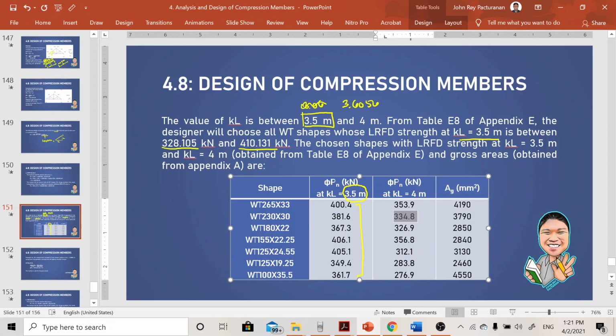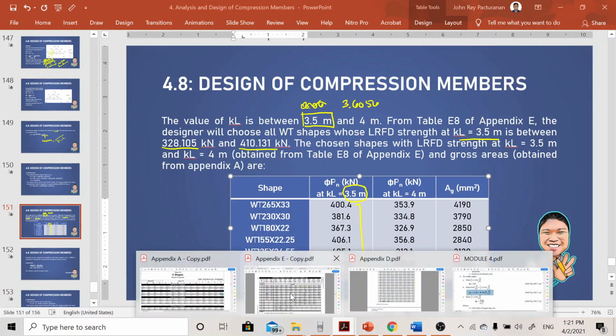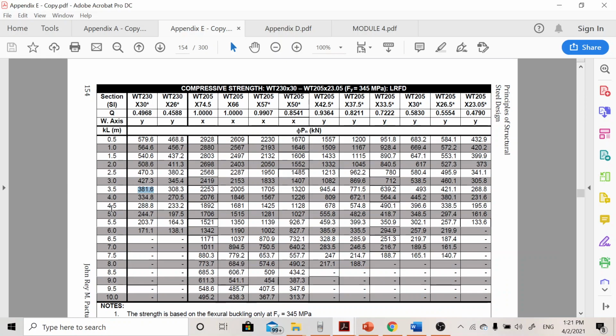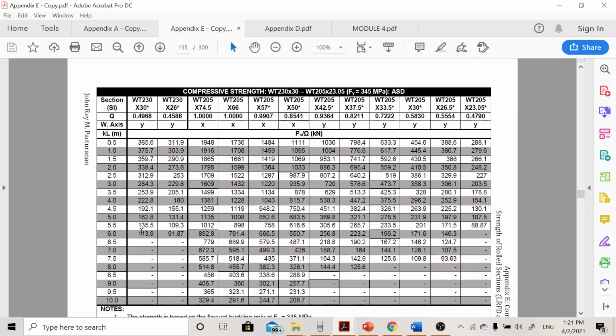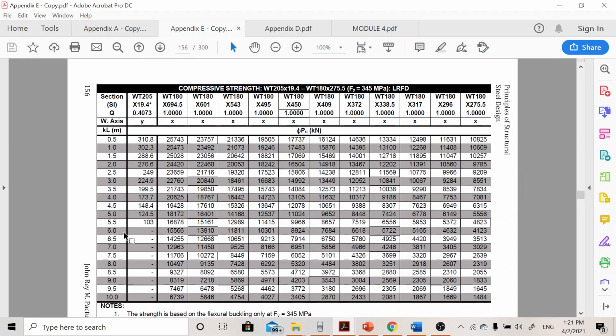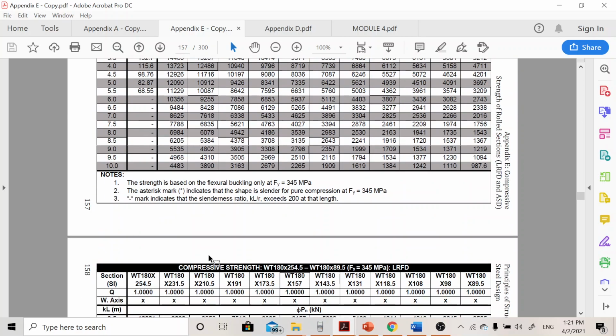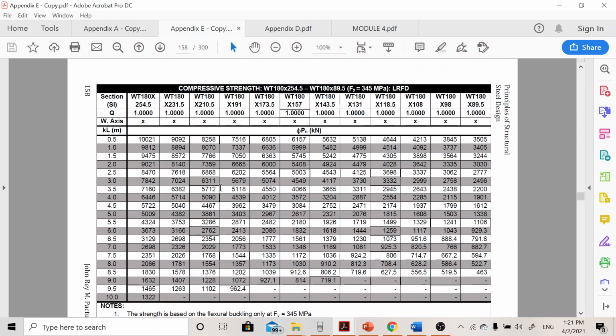Bine-verify ko lang, class, na tama itong pagkalista ko. Pero at the same time, tinuturuan ko na kayo kung paano ko yun na-derive. Diretso ulit. Tingin-tingin lang. Wala na dito. Wala na, no? Wala. Diretso. Baba. ASD dito. LRFD. Oops. Wala dito. Baba ulit. Wala ulit.